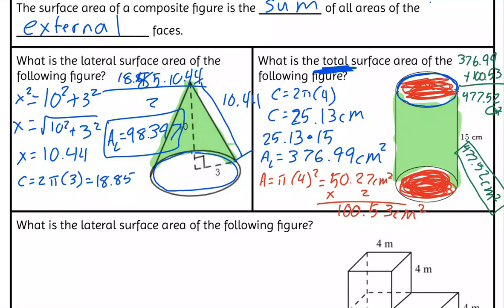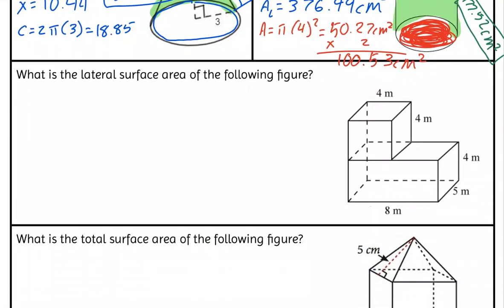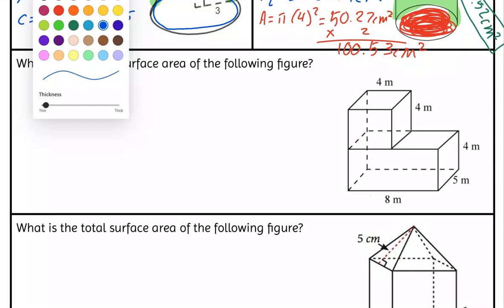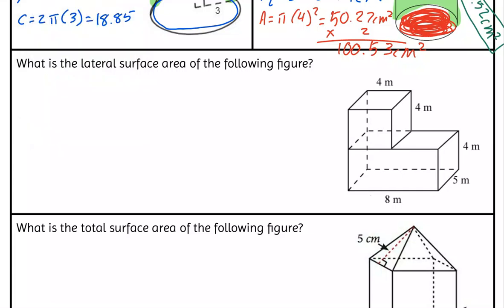Okay, so now let's go ahead and go on to more lateral surface area here. Well, on this one, they want us to find the lateral surface area for the following figure. So the way that we're going to work this is we need to find all of my faces except for this top face right here, this face on the inside right here, another top face right here, and then this bottom face right here.